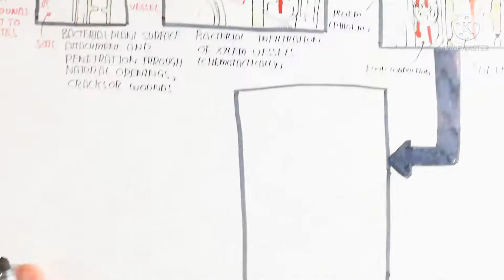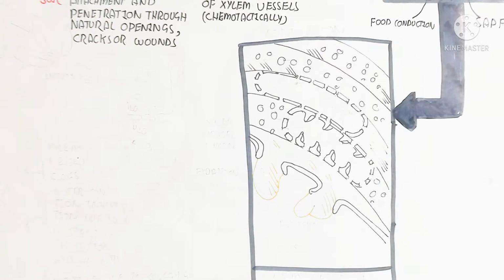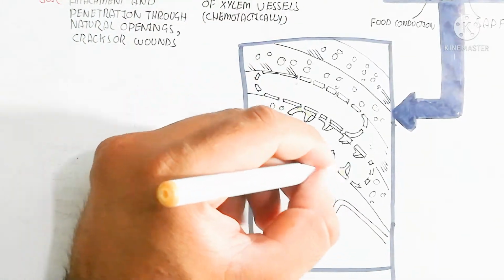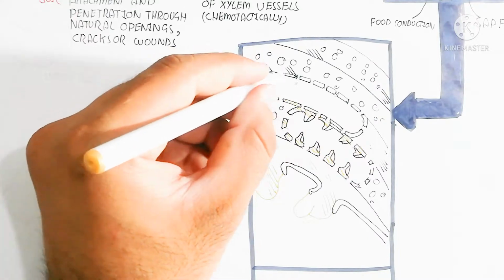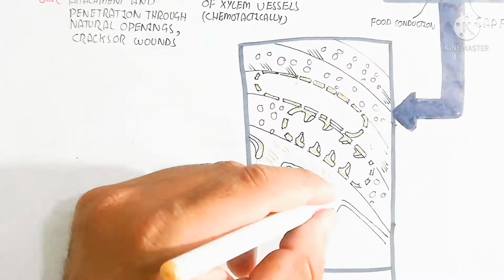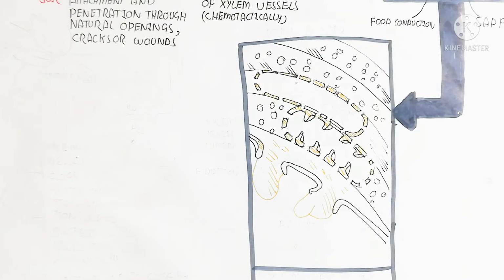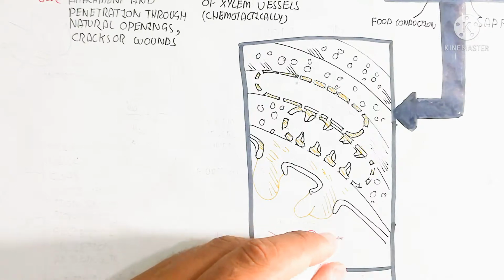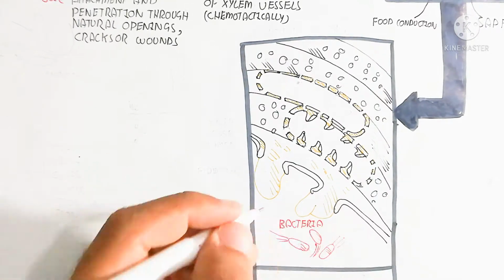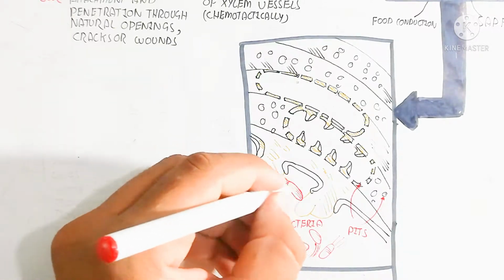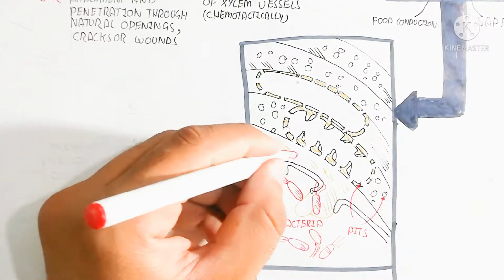After this invasion of bacteria comes colonization. How does colonization occur? Let's begin to understand. This is the simple pit, which is used for the absorption of water. The cell wall of the xylem vessel is made up of lignin and cellulose and is used for the conduction of water due to the cohesion tension theory you know about.